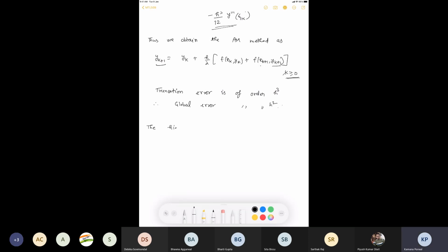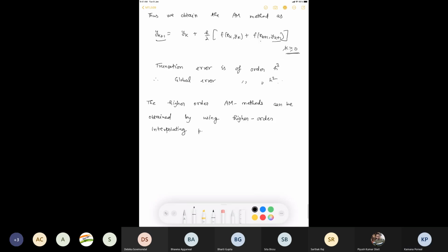So the higher order AM methods can be obtained by using a higher order interpolating polynomial in the approximation of the integral, which is there in equation number 3.